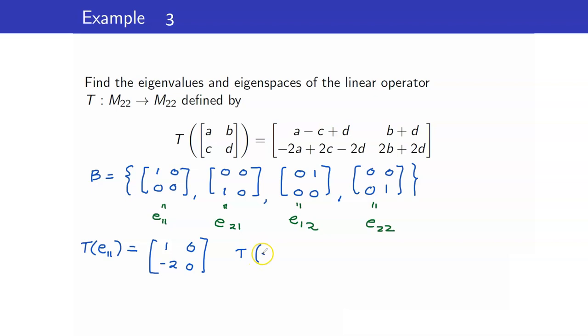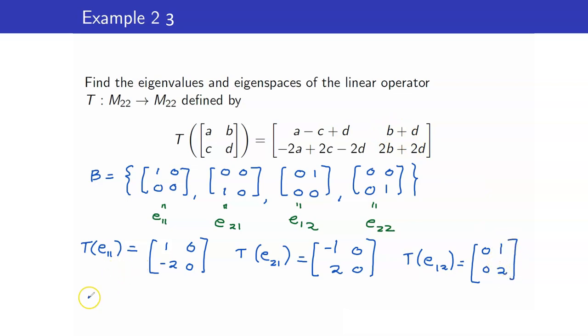What about T of E21? For T of E21, your c is 1. So you get negative 1, 2, 0, 0. T of E12. That means b is 1. So you get 0 on this column and 1, 2 here. And lastly, T of E22. You have d equals 1. Get 1, negative 2 and 1, 2.